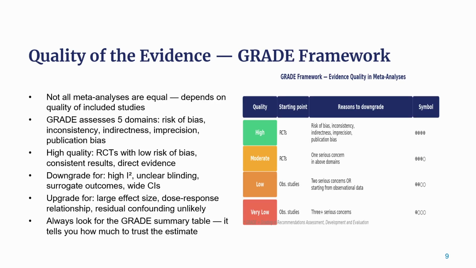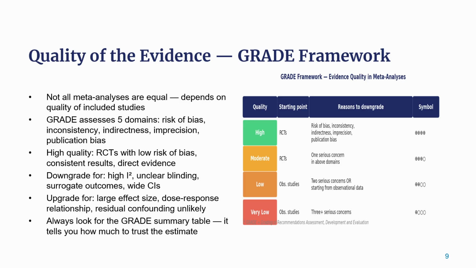It is the internationally accepted framework for rating the quality of evidence from a systematic review, and is becoming increasingly common in veterinary literature. The 5 grade domains map directly onto the concerns we've been discussing throughout this series. Risk of bias: were the included studies well-designed RCTs or poorly blinded case series? Inconsistency: is I-squared high? Indirectness: was a study done in a different species or using a surrogate endpoint that may not reflect the outcome that matters clinically?